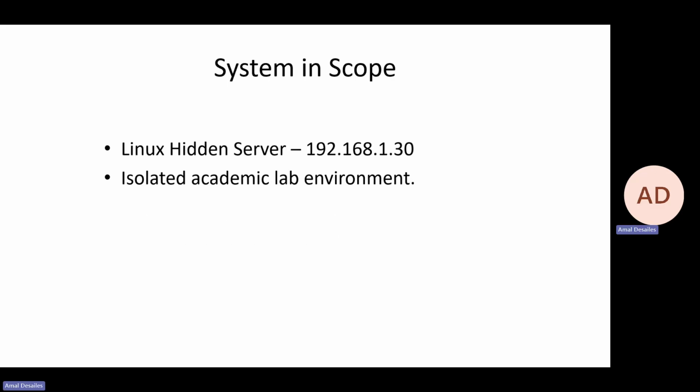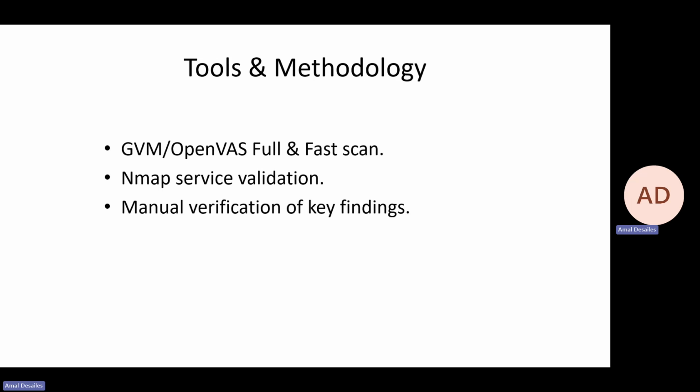So, the system in scope. The Linux server, IP 192.168.1.30, served as the target of the assessment. The server resided in a controlled lab network, which allowed us to safely perform the vulnerability scanning without impacting real production systems. This network also presented realistic challenges such as service discovery, unexpected configurations, and hidden services. Focusing on one machine allowed for deeper analysis, especially on HTTPS related vulnerabilities.